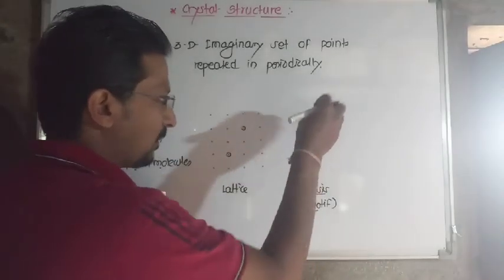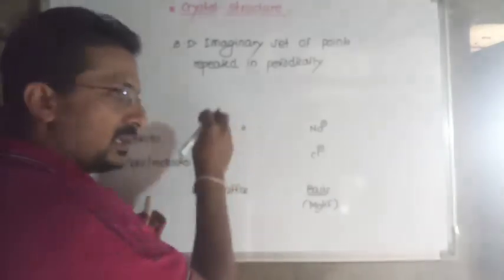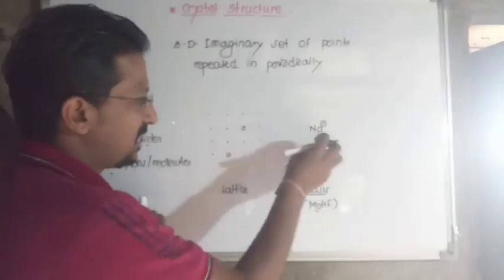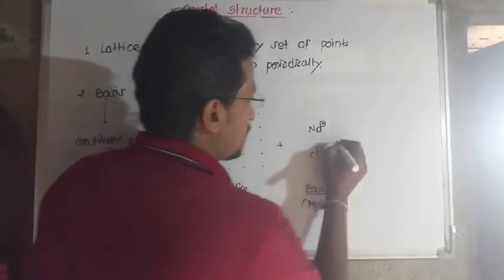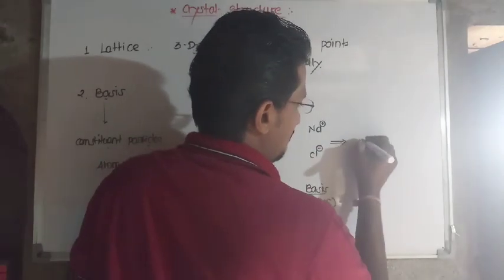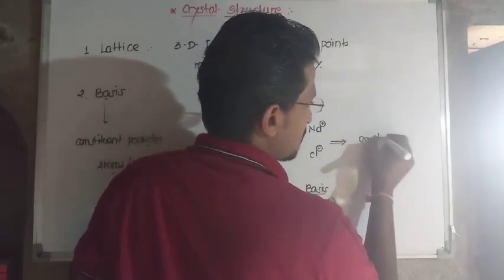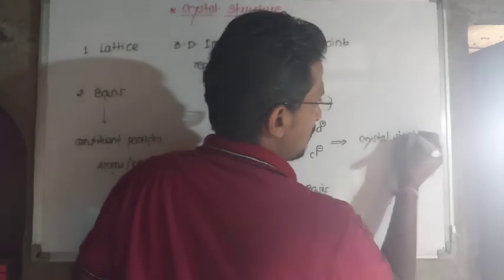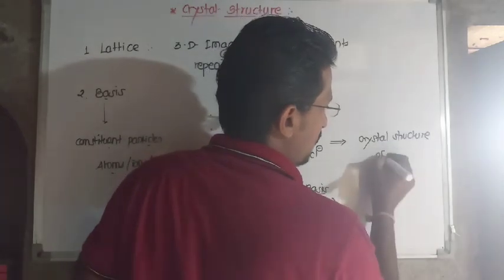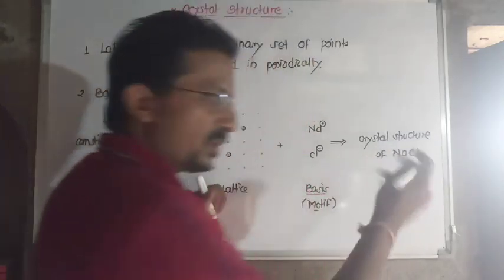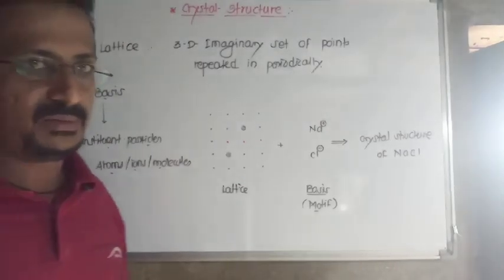If we place a large number of Na plus ions, and if in a definite pattern we place Cl minus, then the crystal formed from the combination of these two is the crystal structure of sodium chloride, which we will study in the next lectures. That is the crystal structure of NaCl.